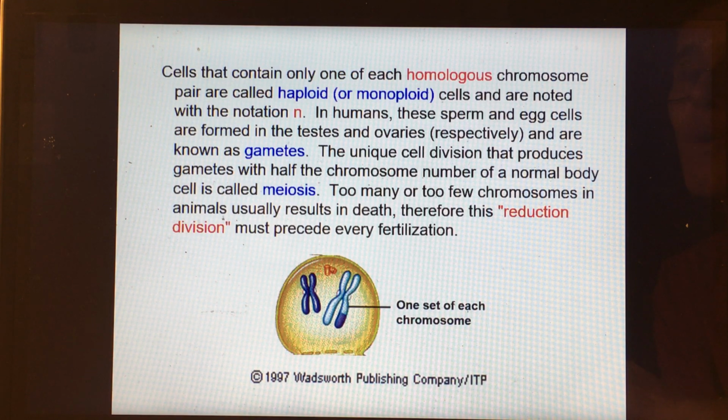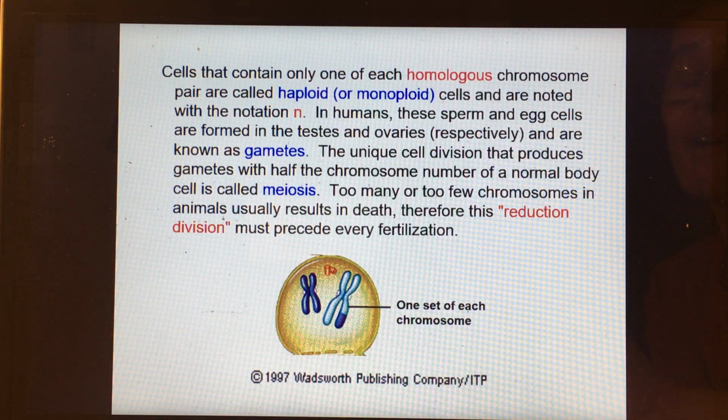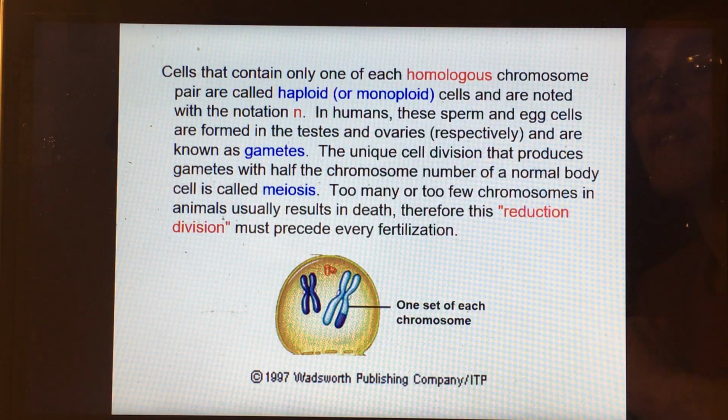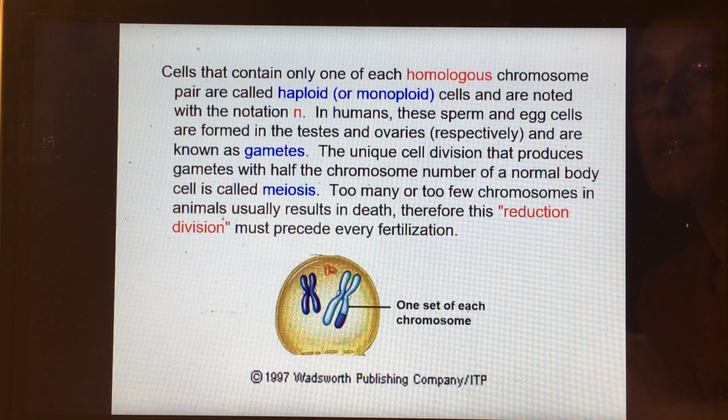So cells that contain only one of each homologous chromosome are called haploid or monoploid. Haploid is the more common term that I have heard, but monoploid also is accurate. And cells that are haploid are notated with an N rather than the 2N the diploid cells were. And in humans, these sperm and egg cells are formed in the testes and the ovaries, and they're known as gametes. So they're known as gametes in every species, but eggs and sperm are what we call them in humans and in many other species too. And the scientific name for egg is ova. O-V-A is plural, and O-V-U-M, ovum, is singular.